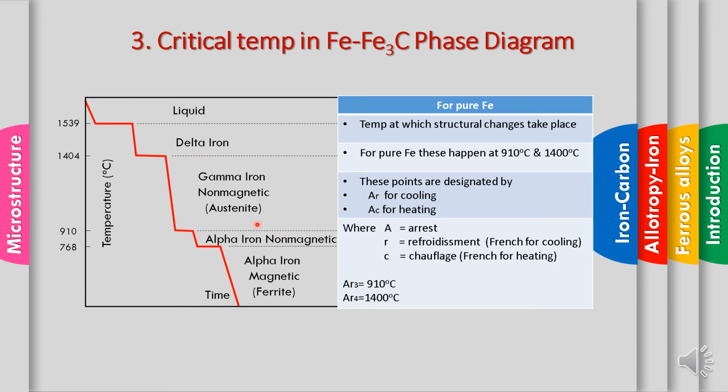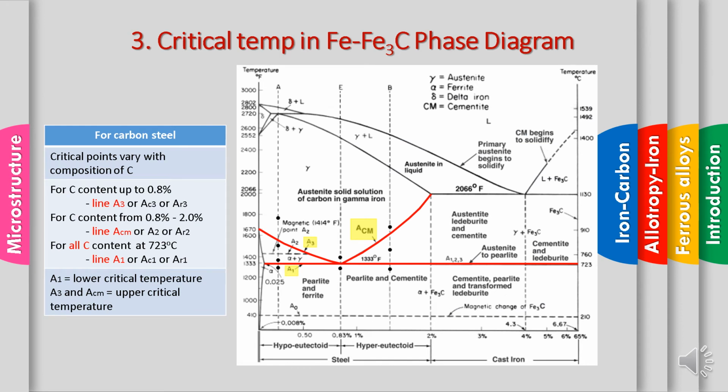Okay, these points are designated by AR for cooling and AC for heating. Actually, A is for arrest, and R is the English name for the cooling, and C for the English name of the heating, basically the critical temperature. Okay, as you can see for the carbon steel, at the point where we have a critical point, if we vary the content of carbon percentage, the critical point will vary also.